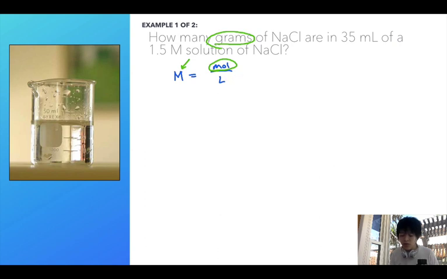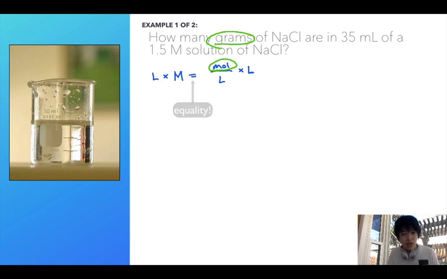All right. Before we plug it in, I like to rearrange it first so that the unit that we're trying to solve for, which is moles in this case right now, is by itself. Right now, it's not by itself. We have to get rid of liters so that mole is by itself. To get rid of liters, we're going to have to multiply it on the right side. And if you multiply on the right side, you're going to have to do the same on the left side because this is an equality.